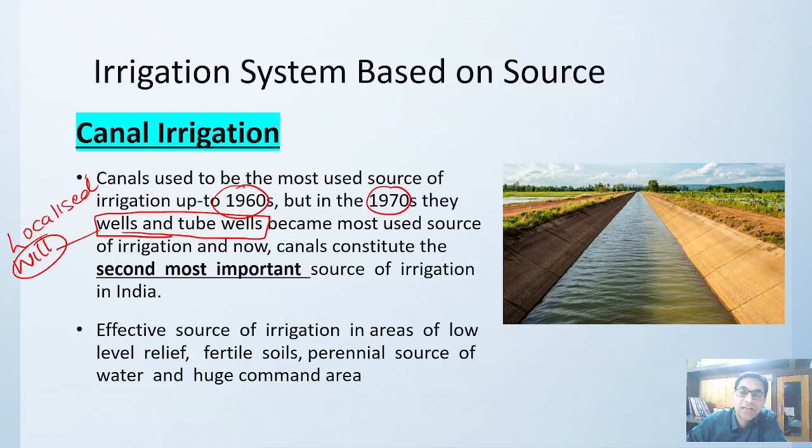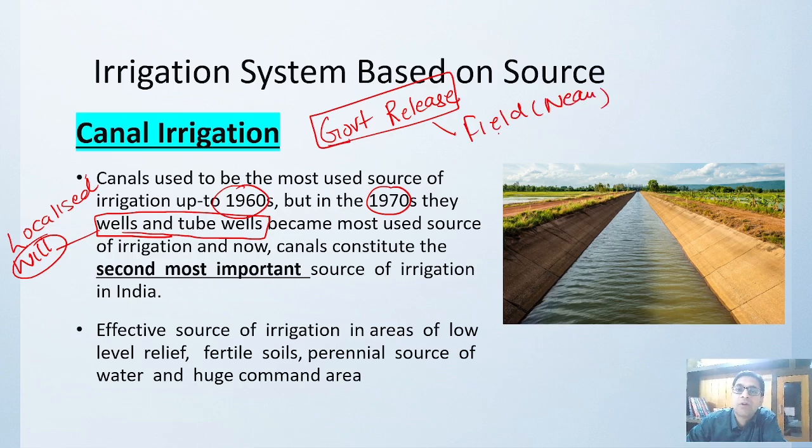But canal irrigation can only function when the government releases the water. And those people who have their fields near the canals only can get the water properly, and the remote areas do not get proper canal water. But still, after all these things, canal irrigation is the second most important source of irrigation. Wherever there is low relief, wherever fertile soil is there, where a perennial source is there, that means water is present throughout the year. So that is very important.